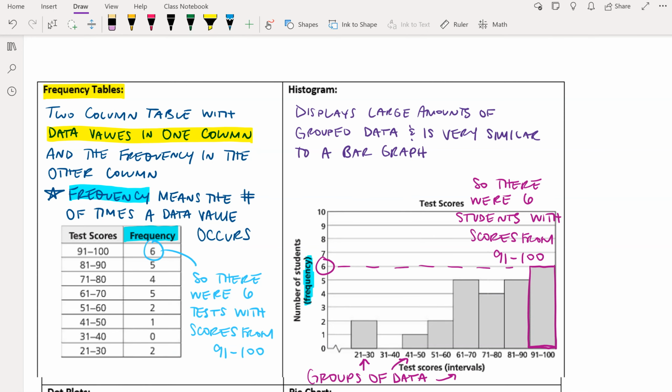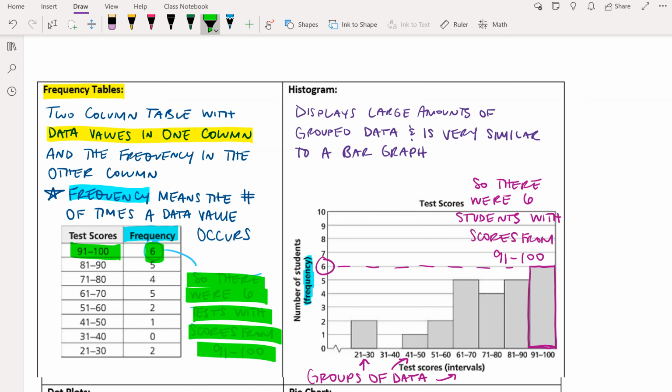And just a reminder, frequency means the number of times a data value occurs. So for this example, you can see that there were 6 students, there were 6 tests with scores from 91 to 100. So the tough thing about the frequency table sometimes for students is when you're finding the average or the mean, you have to remember to use the frequency when you're finding that average or mean.